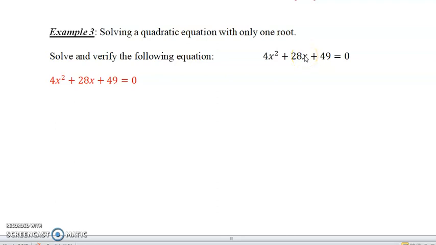Hello everybody, welcome back. Today we're looking at example 3 from 7.5. It says solve a quadratic equation with only one root.